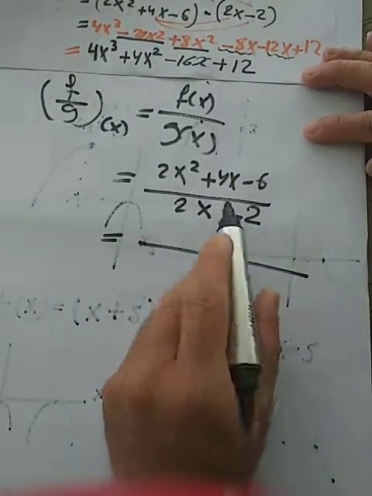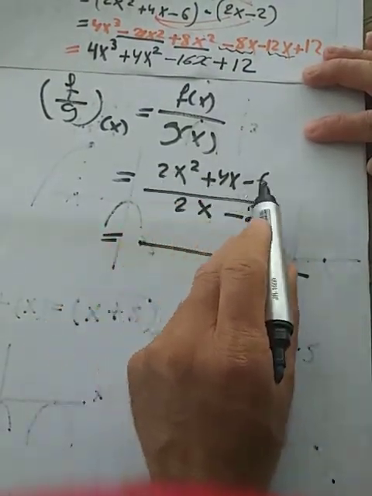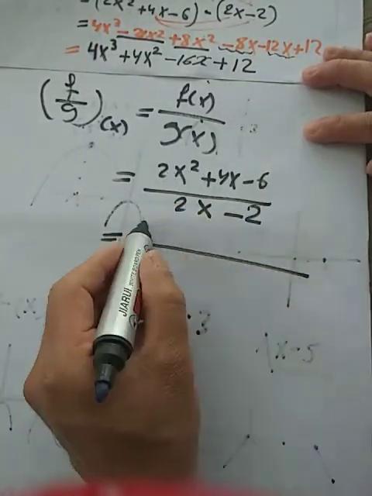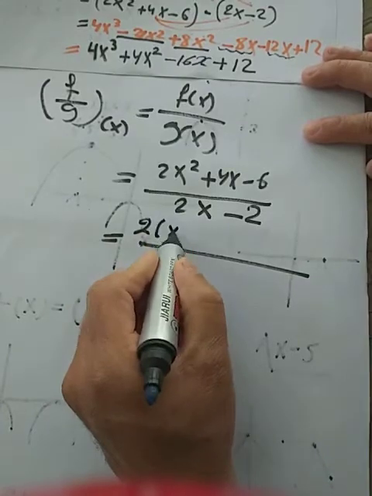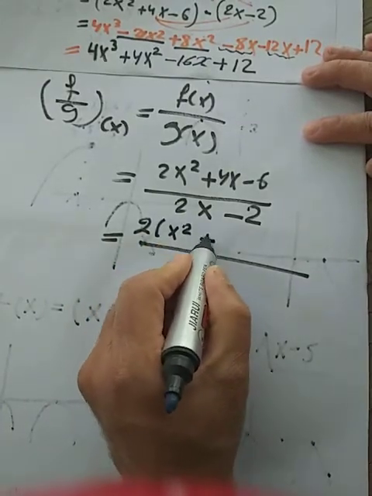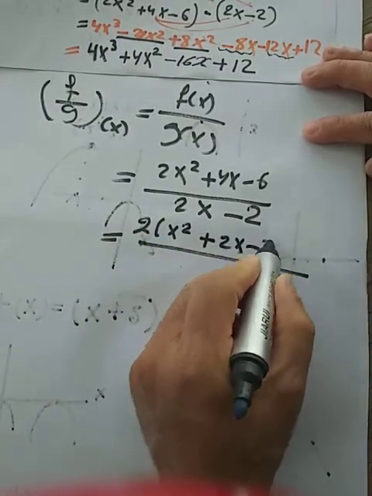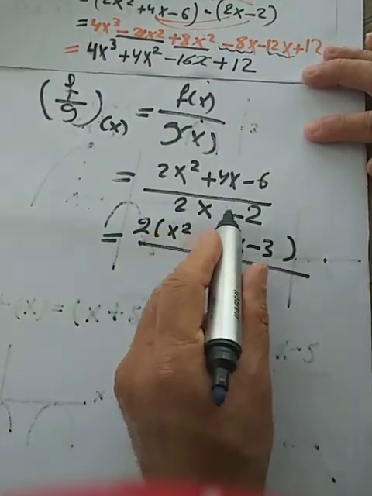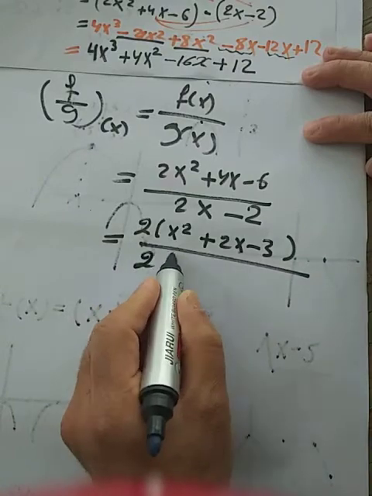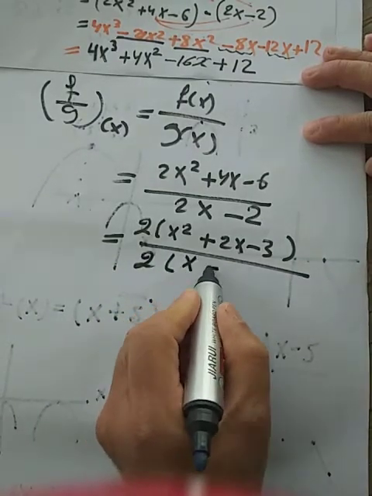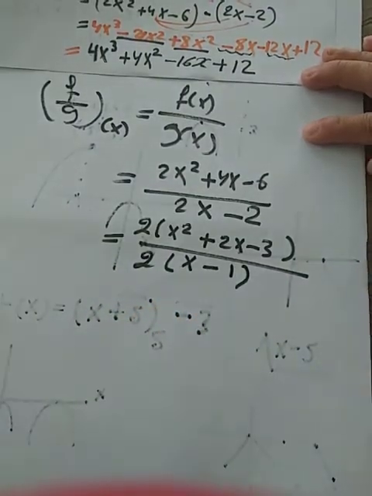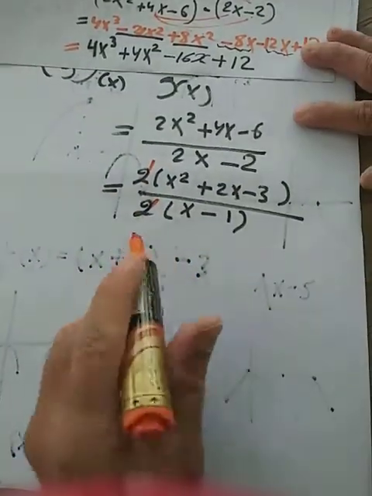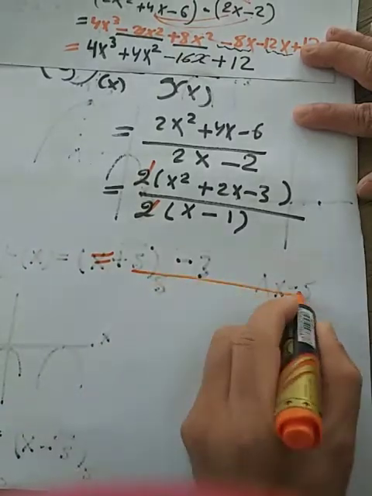This is division. Factorize this one and factorize this one. By factorize this one, you have common factor, which is 2. Take out 2 as common factor. What you have remainder? X squared plus 2x minus 3. And in denominator, we have 2 as common factor. Take out 2. What you have remainder? X minus 1. You can cancel 2 bye-bye with 2. This is final answer. Maybe not.